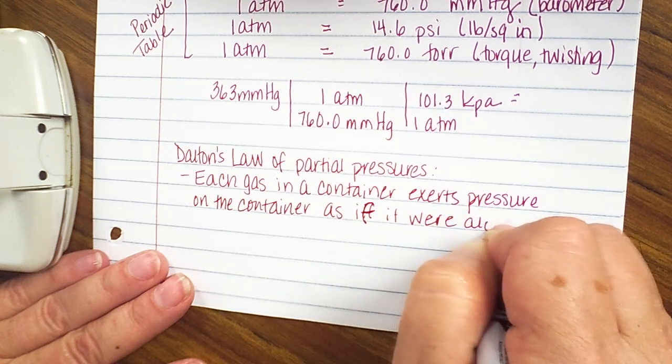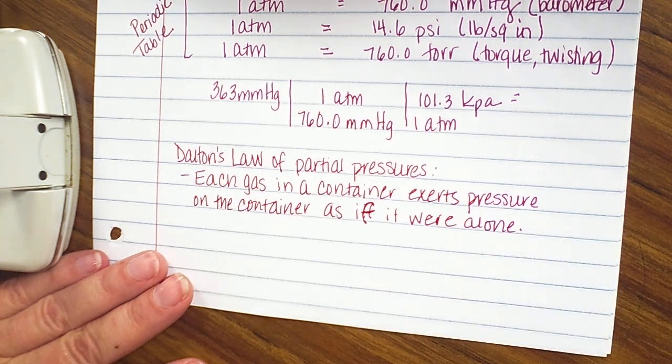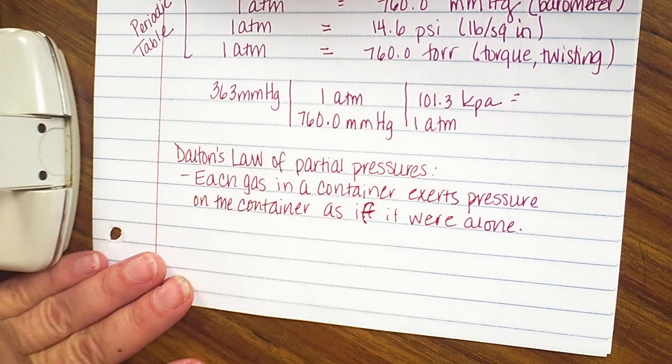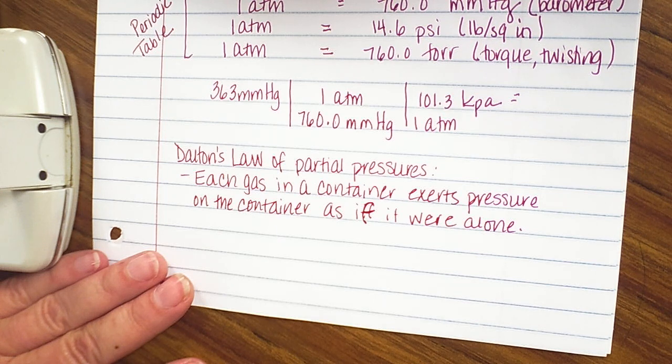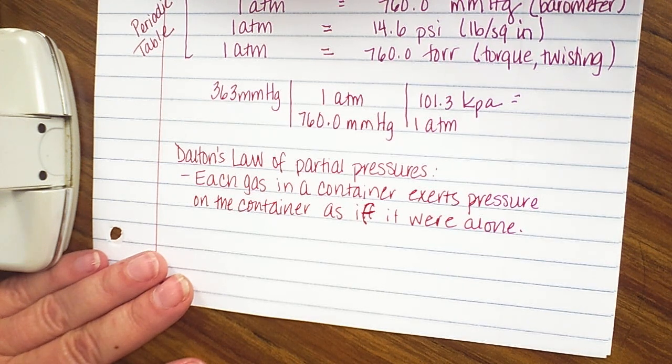What this means is if I had carbon dioxide in a container at 3 atm, and I added hydrogen into the container at 1 atm, so the total pressure was 4 atm, the carbon dioxide would still be at 3 atm, and the hydrogen would still be at 1 atm. Adding another gas does not change the pressure of the gas already in the tank. They sit in that tank as if there is no other gas in the tank.